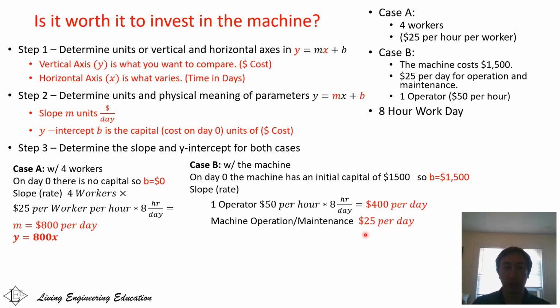And then the machine operation and maintenance is just $25 per day. That's what we're given. So the total slope is just the sum of these two. The slope is $425 per day. So I have my linear equation for case B: the slope, $425 times x plus $1,500, right? So I have my 2 linear equations. Now in the next slide, we're going to compare.